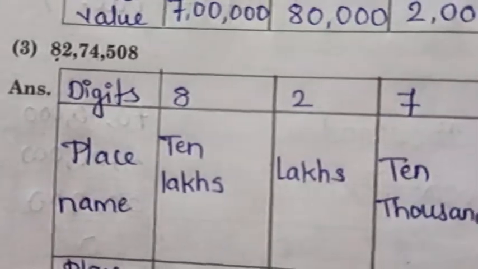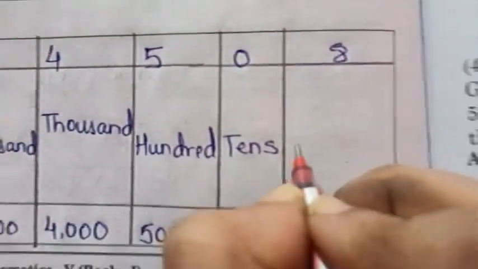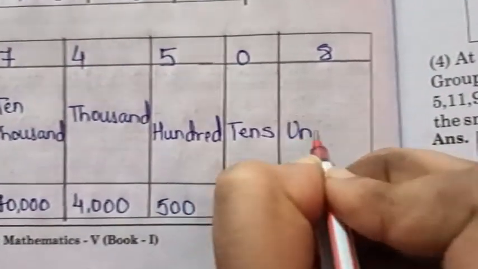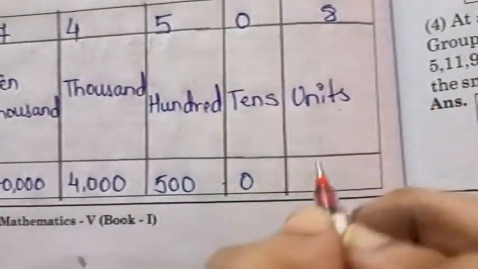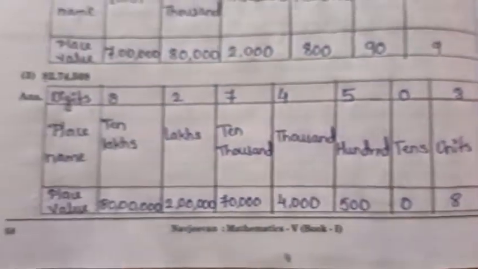Clear? Now students, the last number is 8. So you will write here 8. It is at which place? Units place and its value will be 8 only. So is this clear, students?